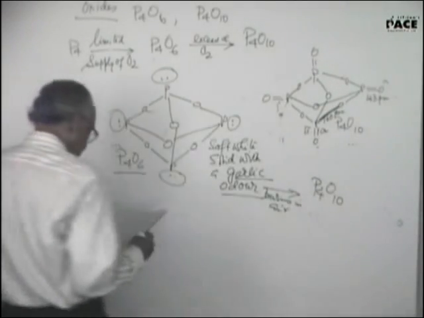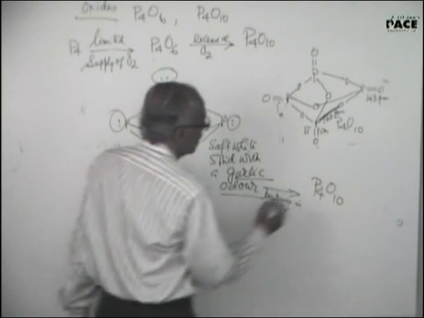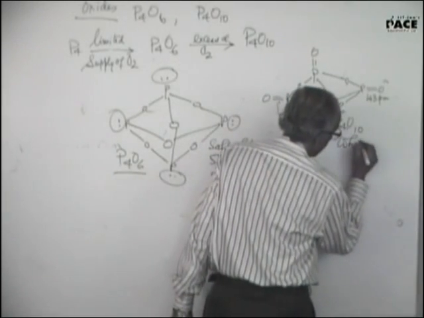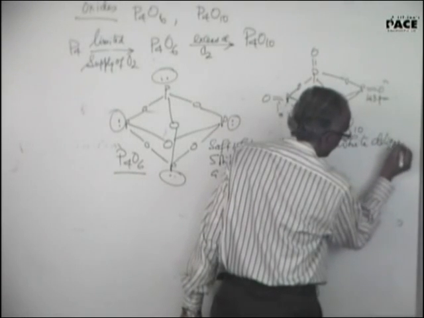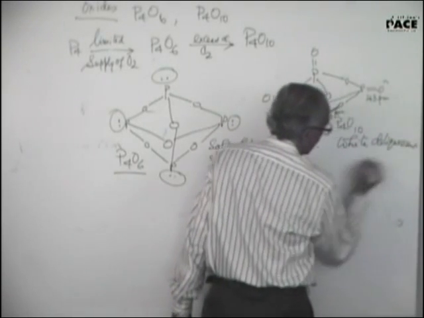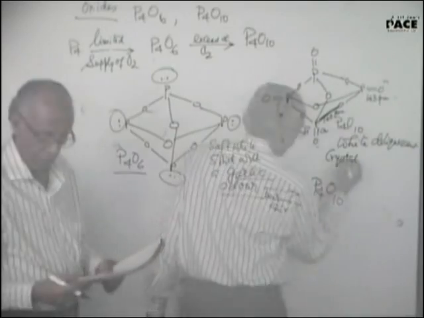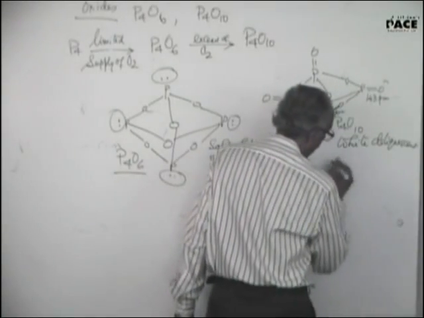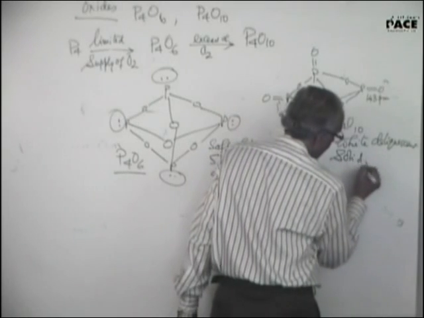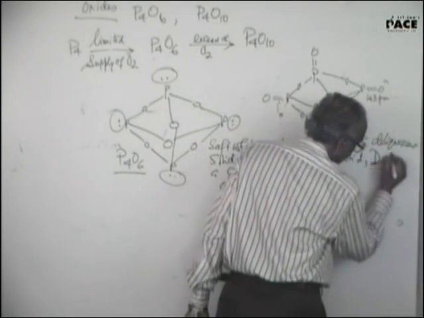P4O10 is a white deliquescent crystalline solid. It is a dehydrating agent.